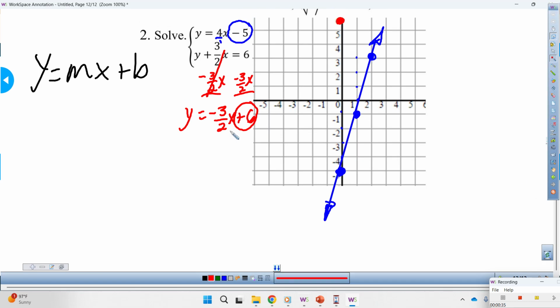3 down, 2 to the right. That's our slope. So 1, 2, 3, 1, 2. 1, 2, 3, 1, 2. Graph your line.